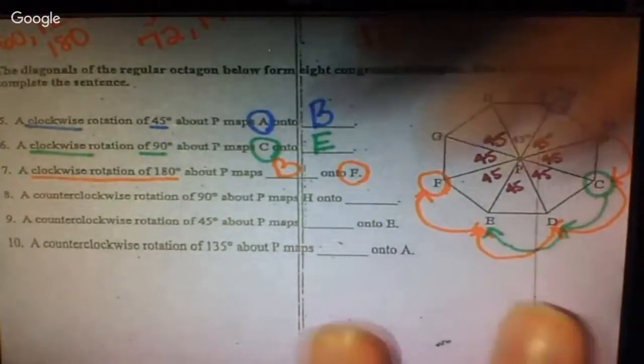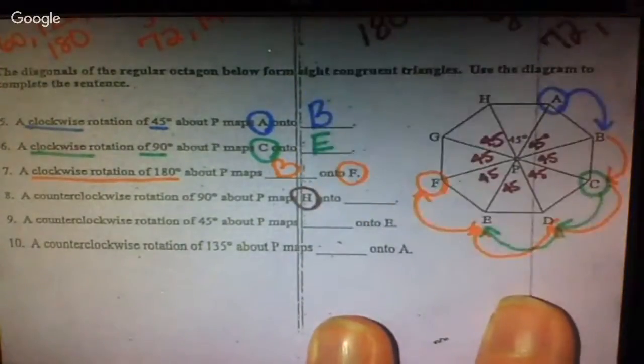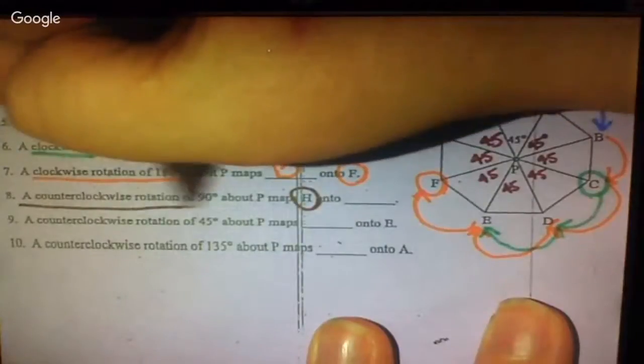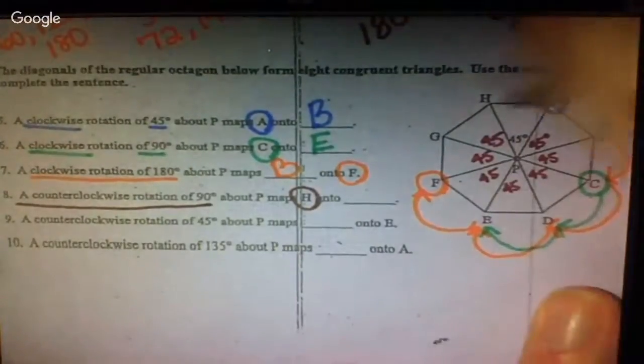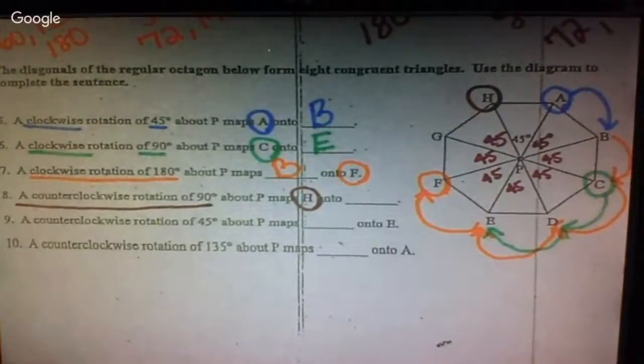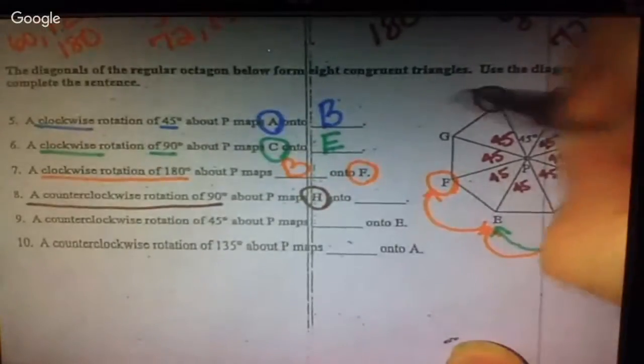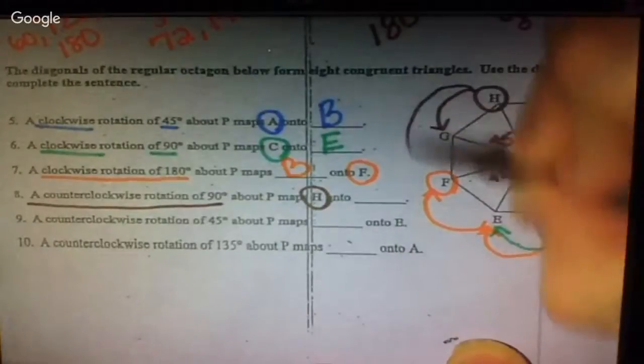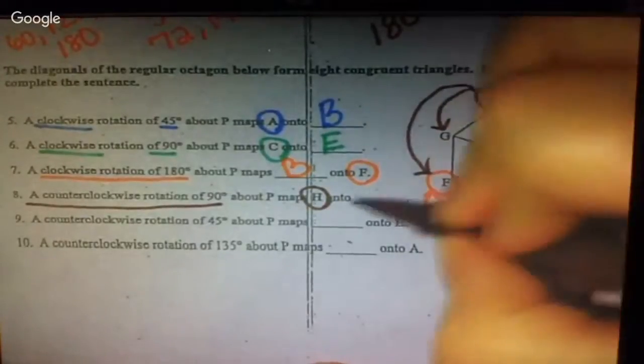Okay. We want to start at H and go 90 degrees counterclockwise. So we're starting at H. You said F. Good. Here's 45 degrees. Here's 90.